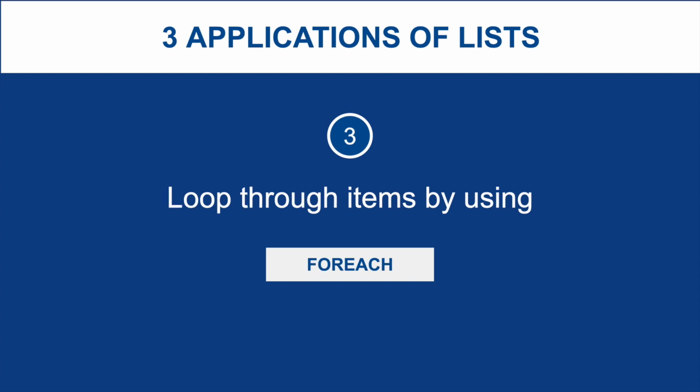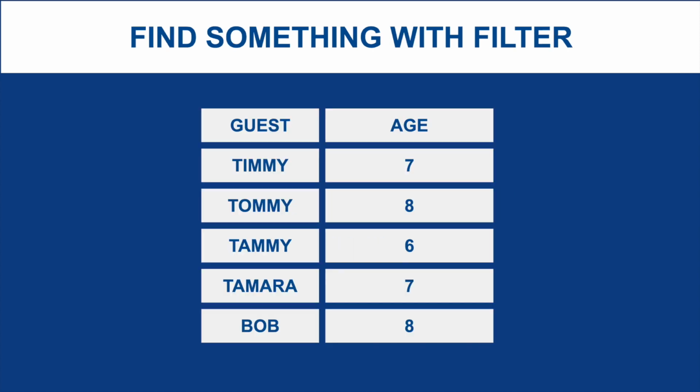The last thing that I want to talk about is something that programmers use a lot. It's called the foreach in Kotlin, also known as a for loop. But basically, you could loop through items in a list and then you could print out their names, for example. So let's go through what finding something with filter actually looks like.